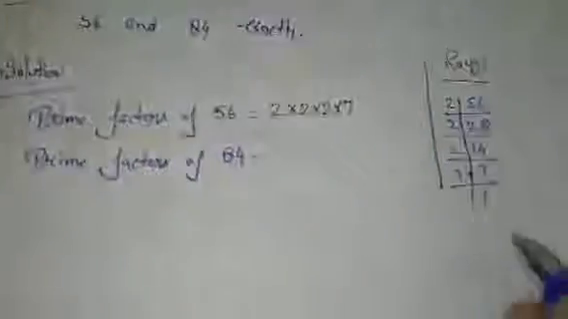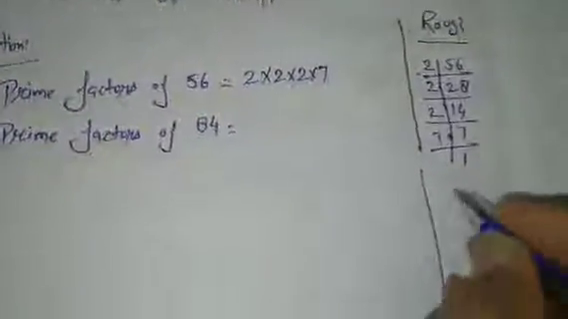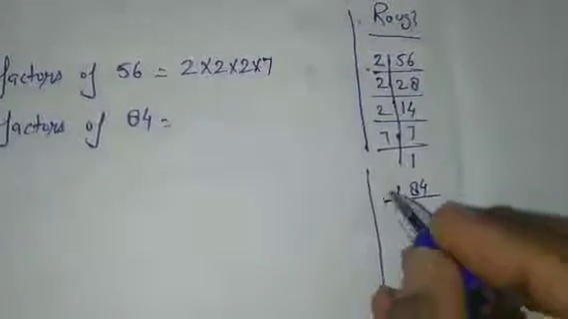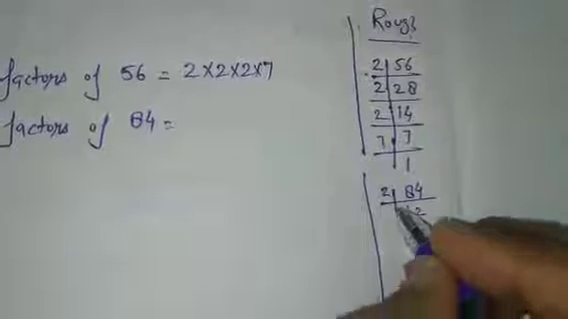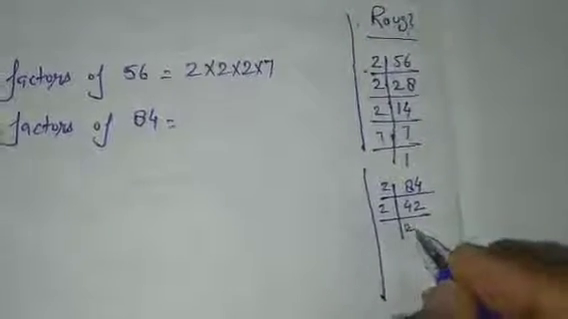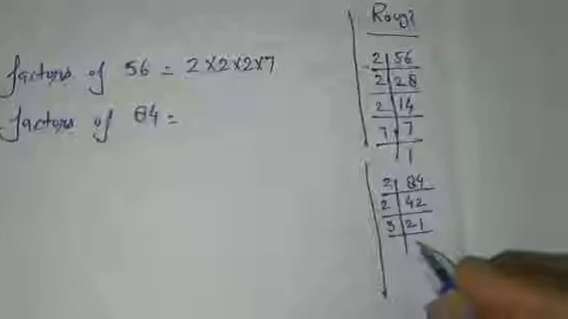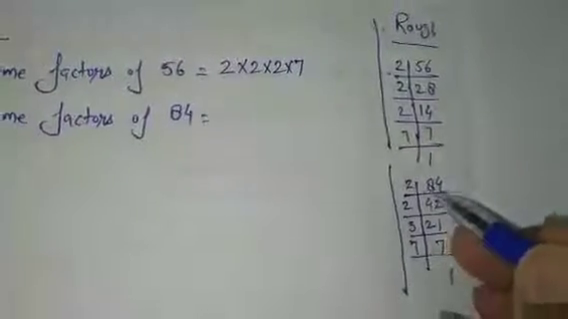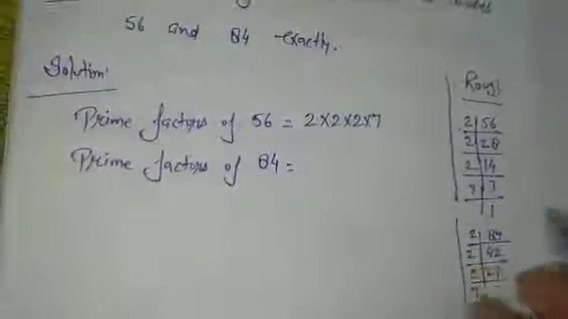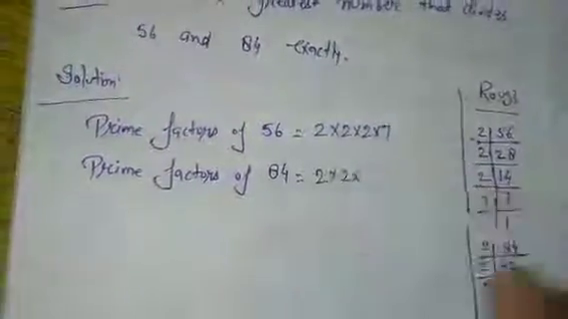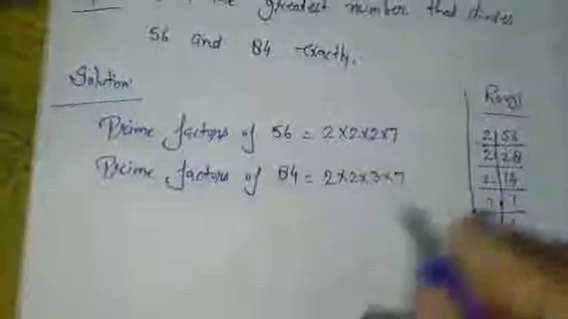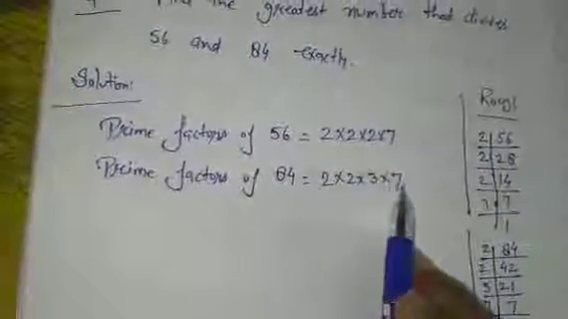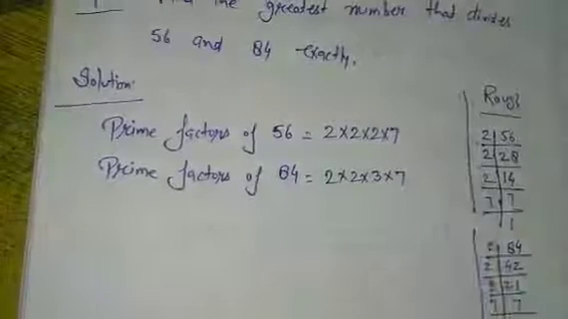Clear? Then after that, another number has been given, 84. We will also find out the prime factors of 84. 2 4 ja 8, 2 2 ja 4, 2 2 ja 4, 2 1 ja 2, 3 7 ja, 7 1 ja. So here we have found the prime factors of 84 also, and it is 2 into 2 into 3 into 7. It means 2 2s are 4, 4 3s are 12, and 12 7 ja 84. Clear?